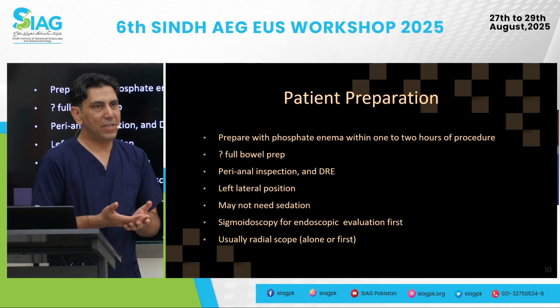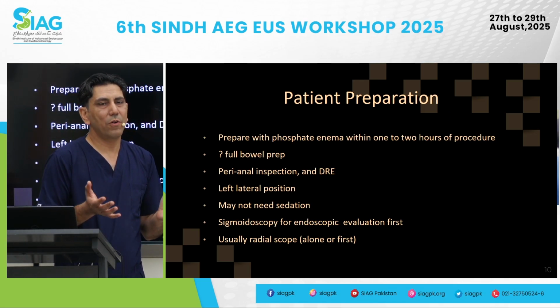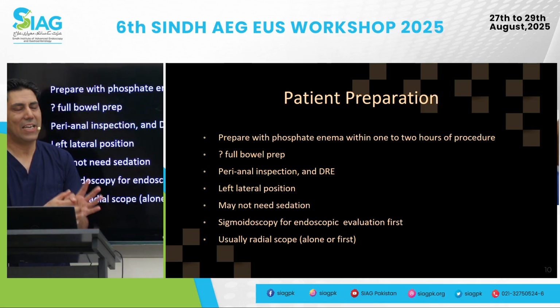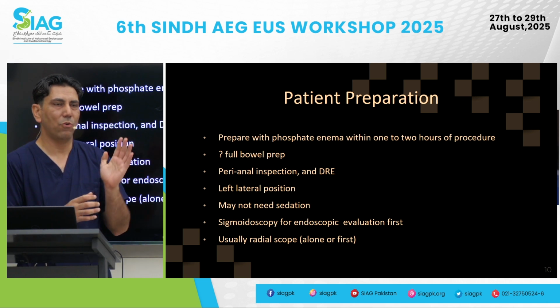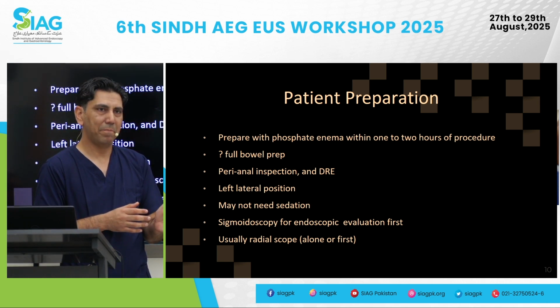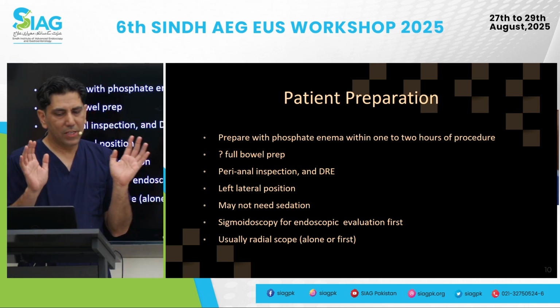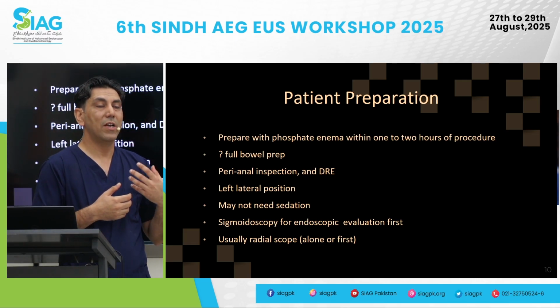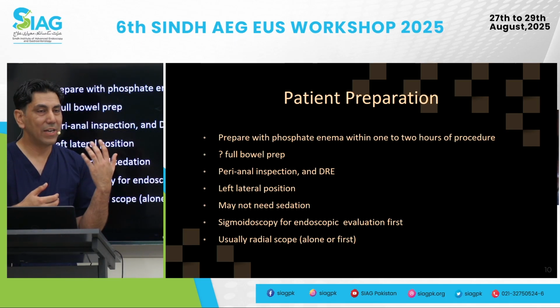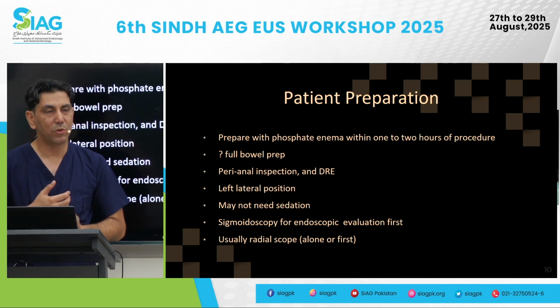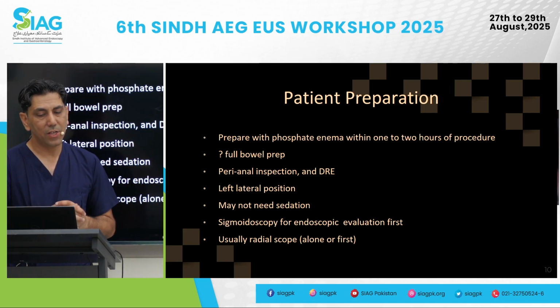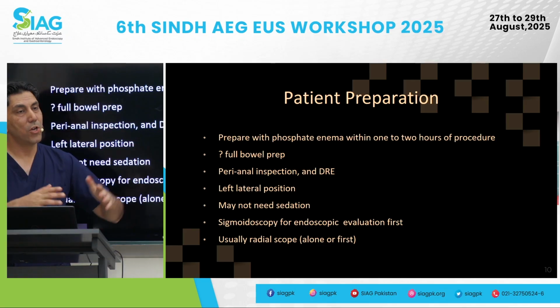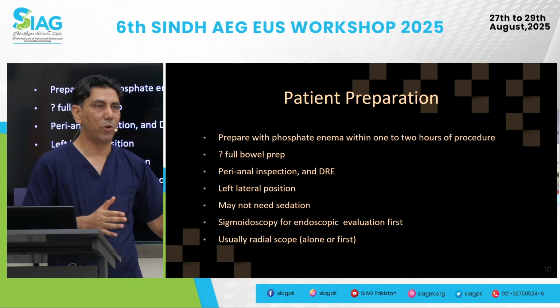Now, how do we actually prepare these patients? To be honest, exactly the same as you would prepare a patient for flexible sigmoidoscopy. That's as simple as this. In some patients, you may want to have a full bowel prep if you've got a submucosal lesion or an adenoma or a polyp that you want to assess, or a sessile serrated lesion that you want to assess, because you just want to treat them as you're doing a flexible sigmoidoscopy.